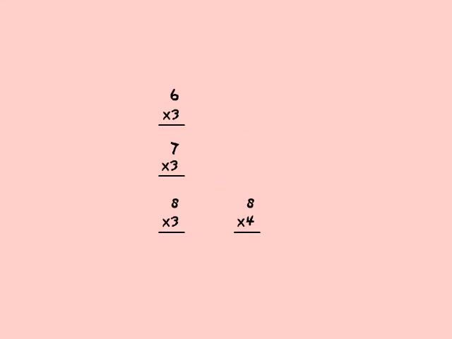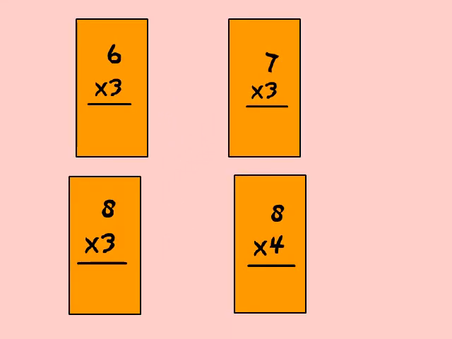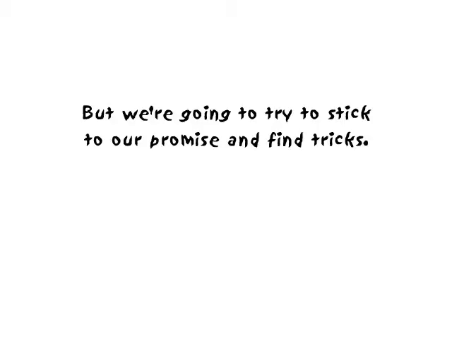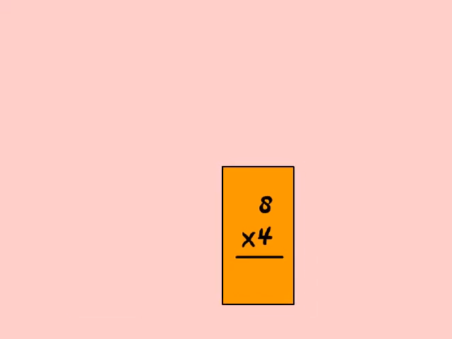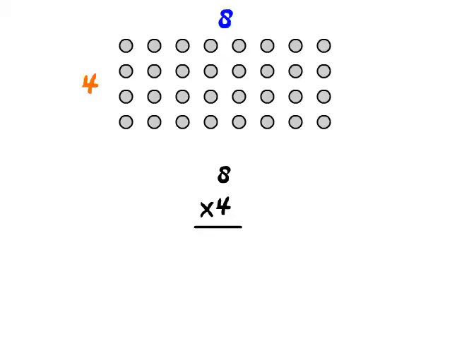Okay, so now we got just these 4 left. Let's blow them up a little. It's not very many. We could do flashcards here. But let's stick with our original plan and find some tricks. So let's start with 8 times 4. Move it over a little bit. Now, there's 8. And there are 4 copies of 8. So all those together are 8 times 4.